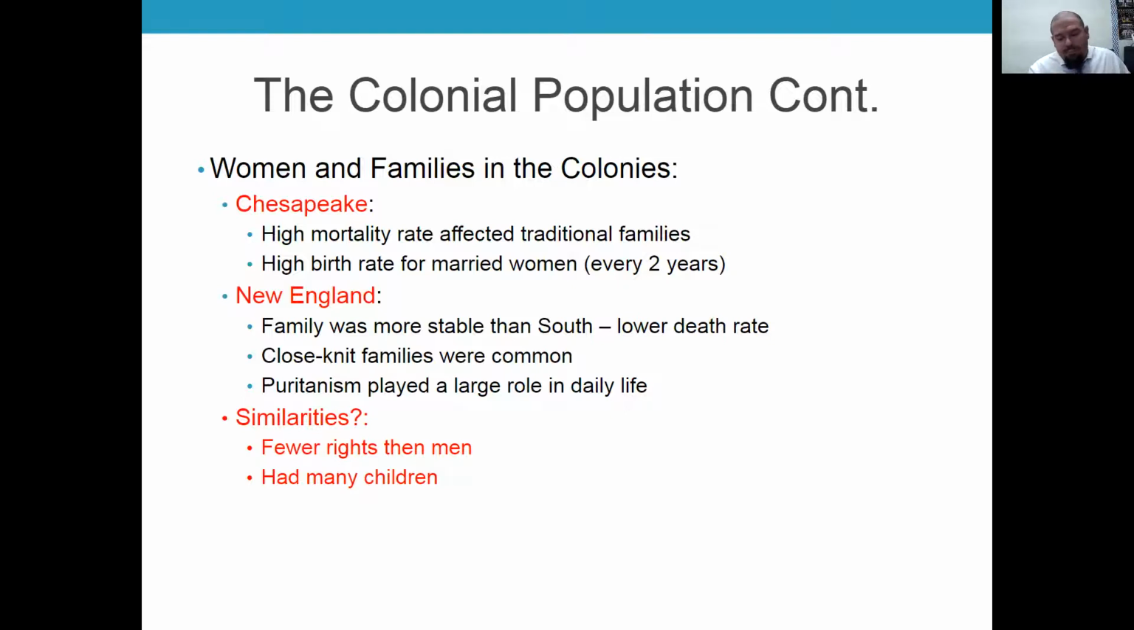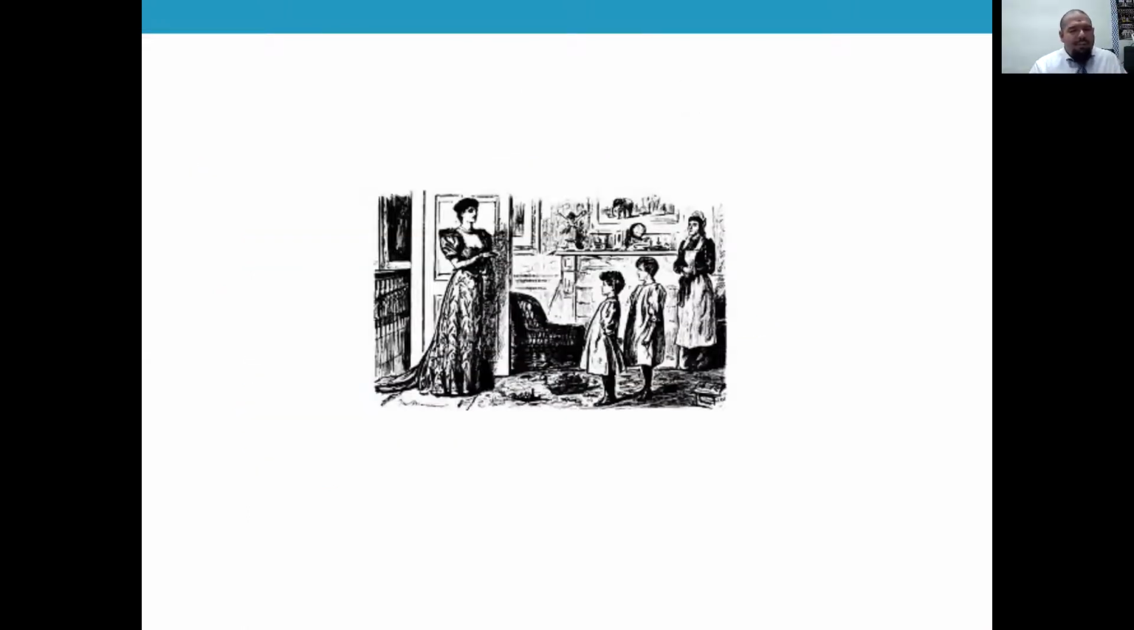So, because again, if you don't have enough money to have slaves or even indentured servants, who's going to work the land with you? Your children. Here's a picture of a family.